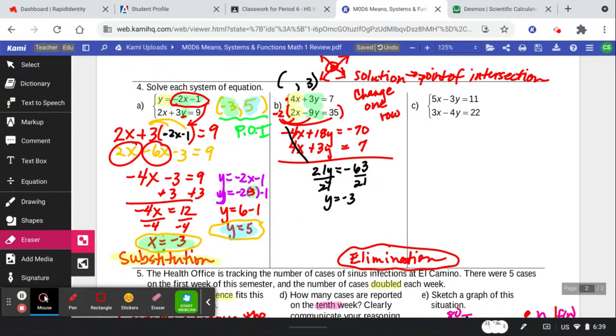Remember, I need a two-part answer. I need an x comma y. So let's go choose either of the two equations and plug back in. I'm going to choose the top one, 4x plus 3y equals 7. And I'm going to get ready to plug in the value I just got for y.